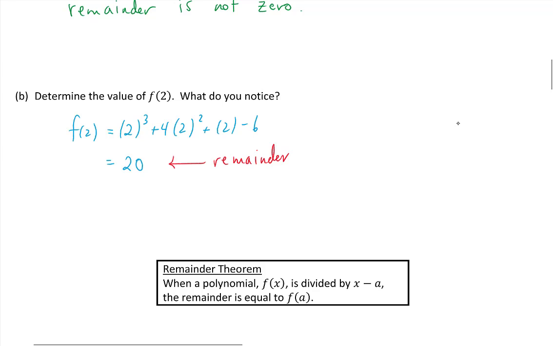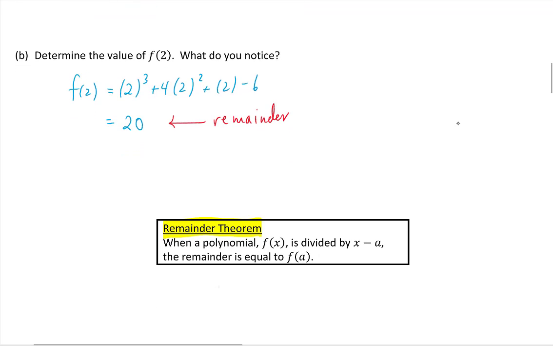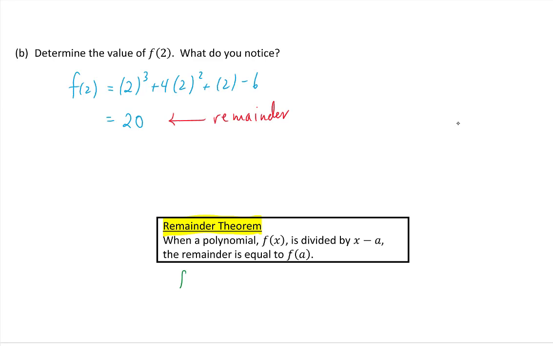And in fact, this leads into what we call the remainder theorem. The remainder theorem states that when a polynomial f of x is divided by x minus a, the remainder is actually equal to f at a. So what this means is, if I have a function f of x, and I divide it by x minus a, if I want to get the remainder, I could use long division, but a shortcut is to evaluate the remainder by taking f at a.